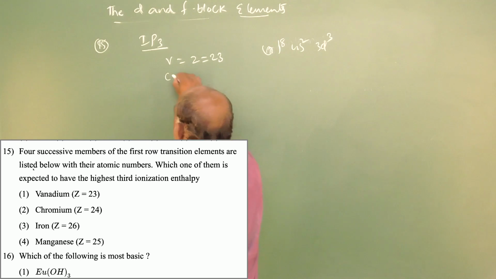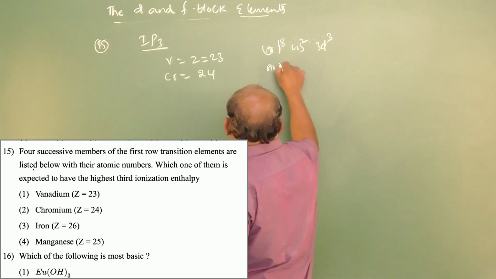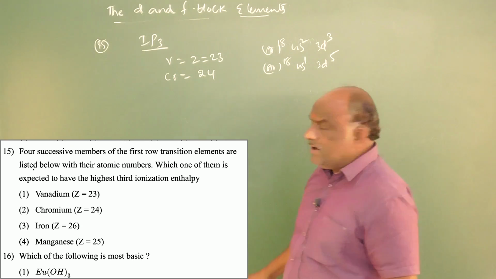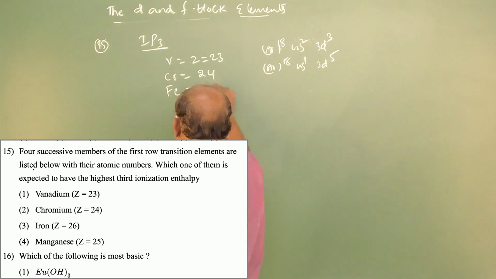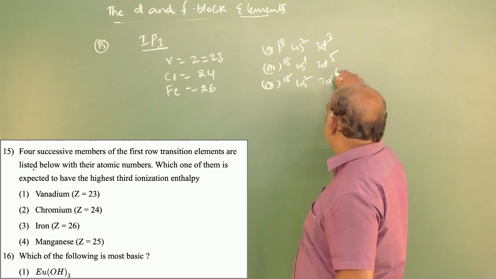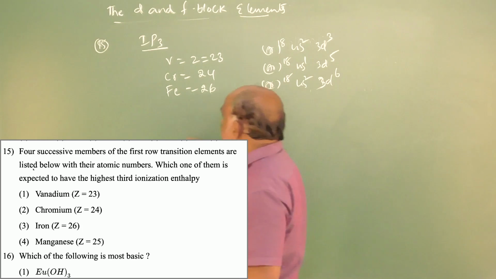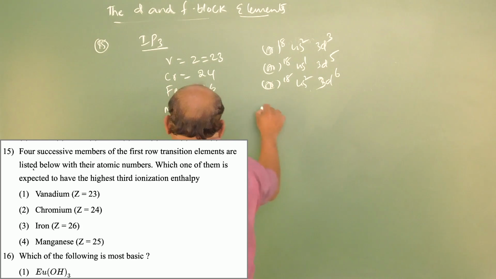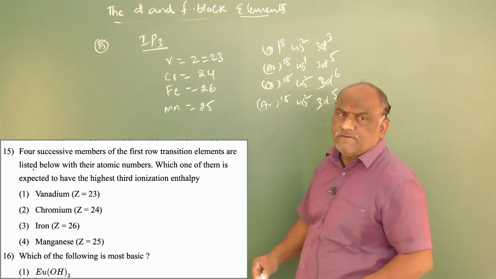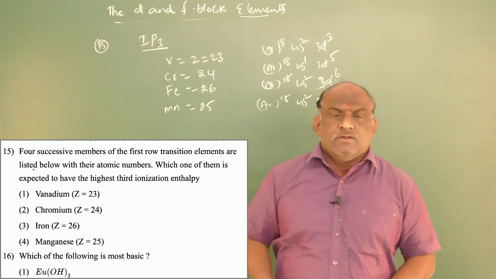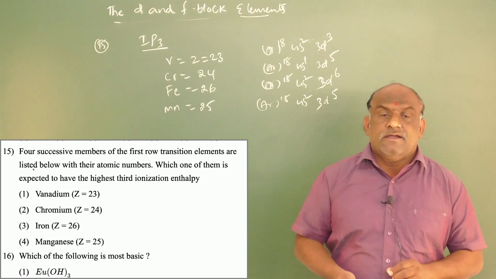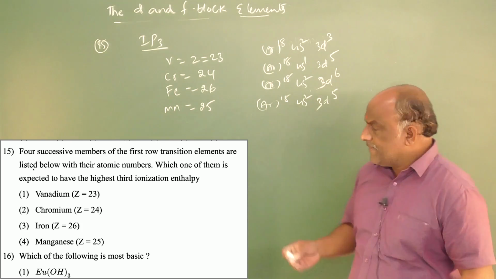Next, chromium 24: argon 18, 4s1, 3d5. Iron 26: argon 18, 4s2, 3d6. Manganese 25: argon 18, 4s2, 3d5. Then what is the question here? Which one of them is expected to have the highest third ionization enthalpy?